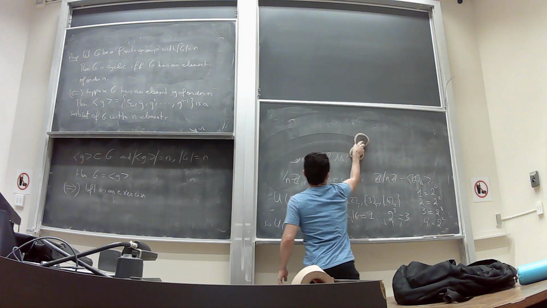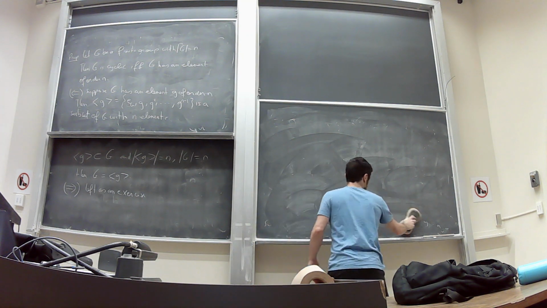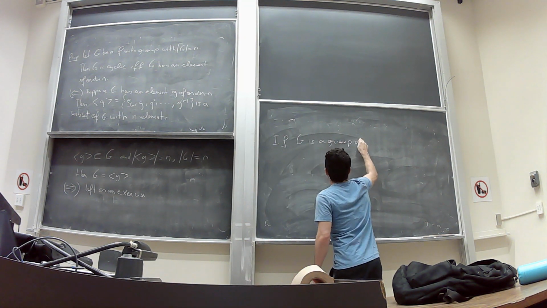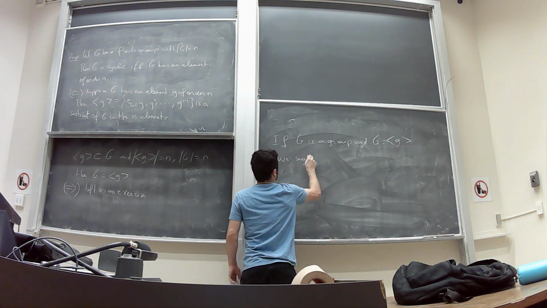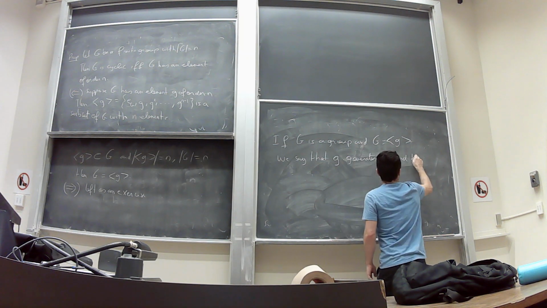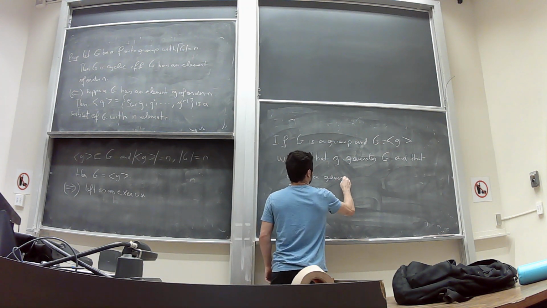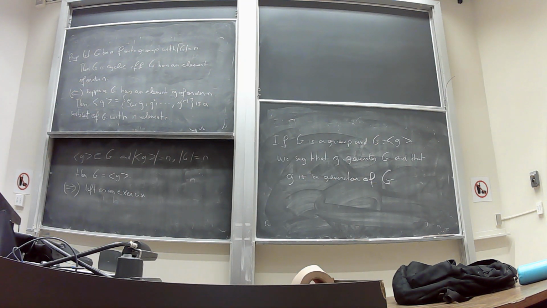Okay, great. Now, a small definition. If G is a group and G is equal to the subgroup generated by little g, we say that little g generates G, or that little g is a generator of G. This is just a definition. Great. Let's give an example.